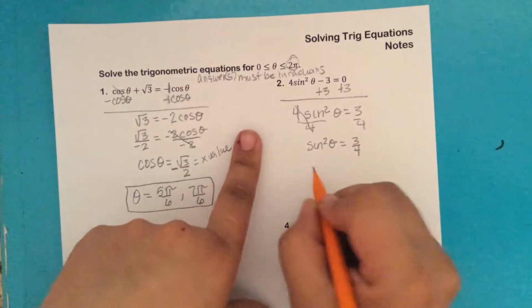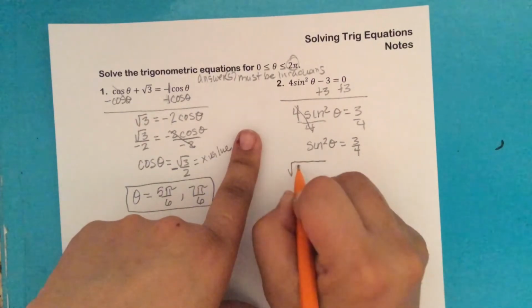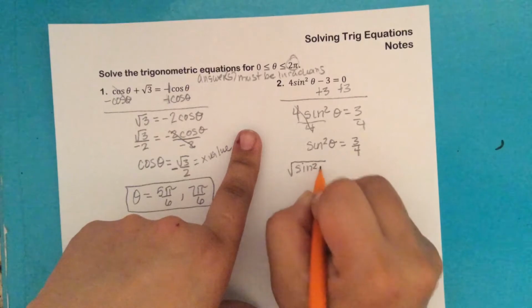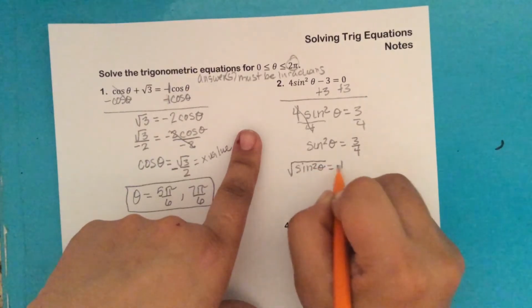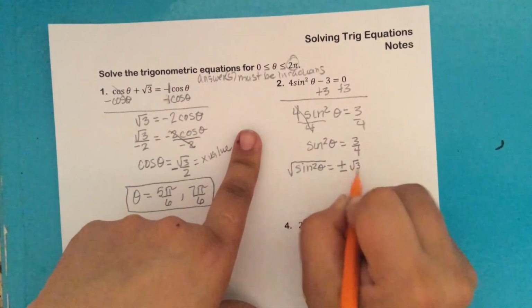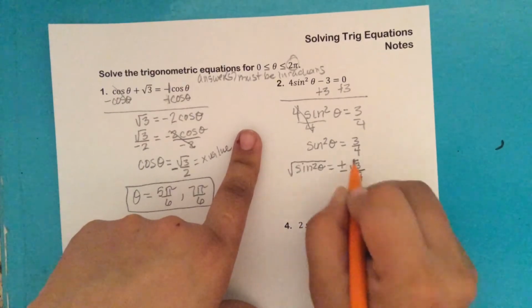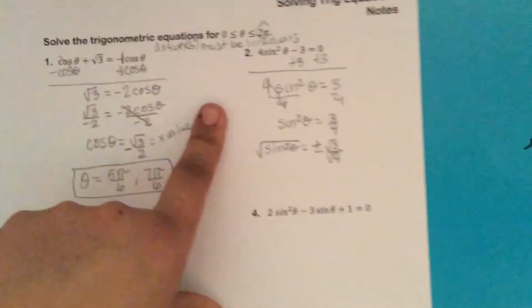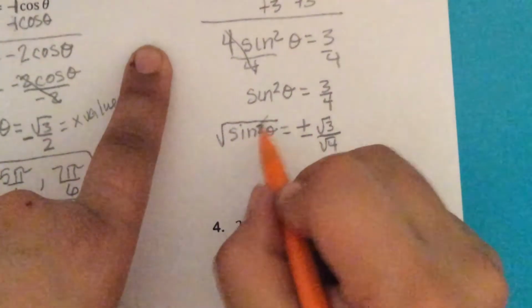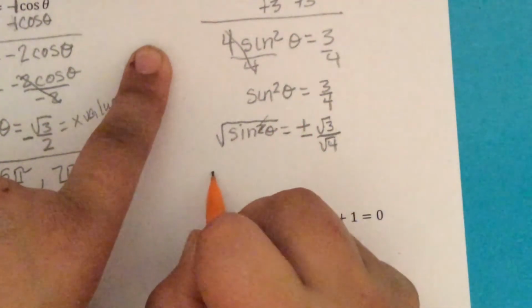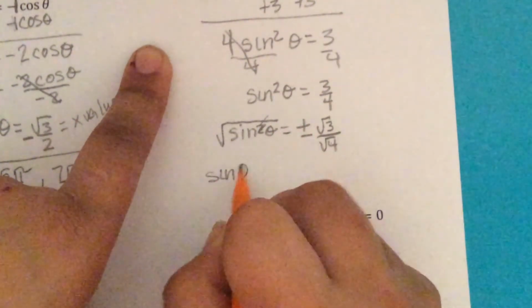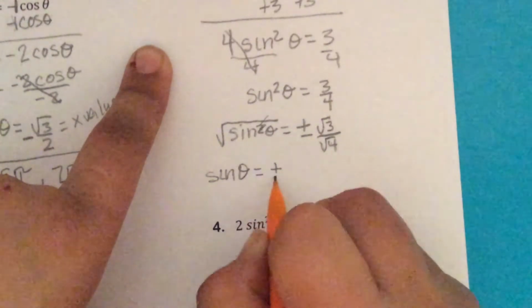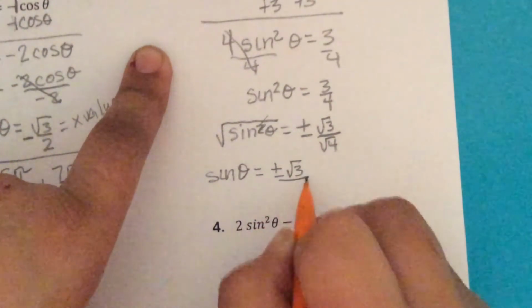Now I'm going to take the square root on both sides. So the square root of sine squared theta is equal to plus or minus the square root of 3 over the square root of 4. You take the square root of everything. Okay, so then this square root cancels the square. So now you're left with sine of theta is equal to plus or minus square root of 3 over 2.